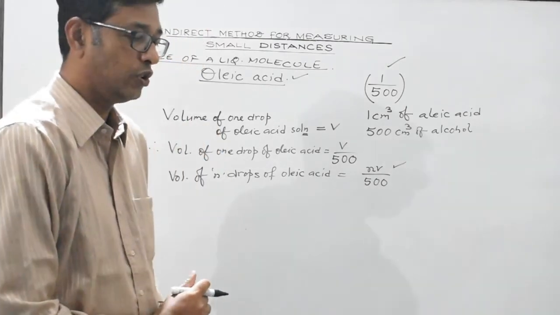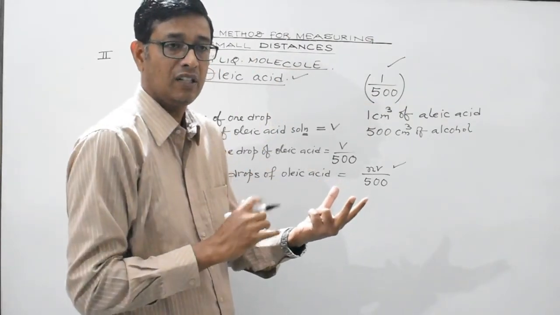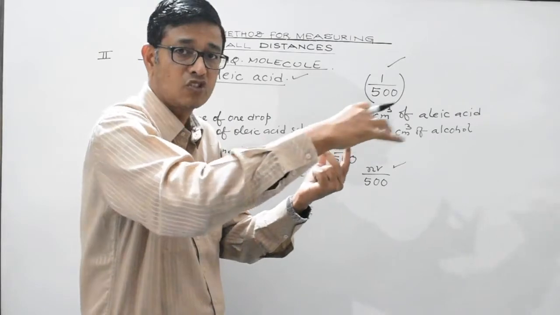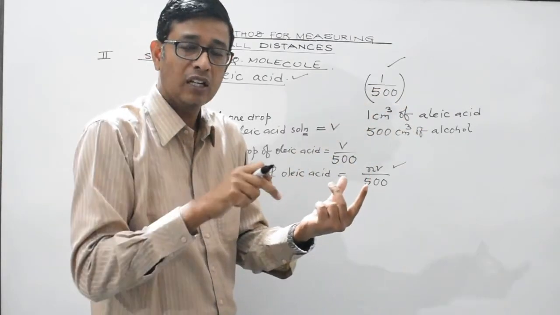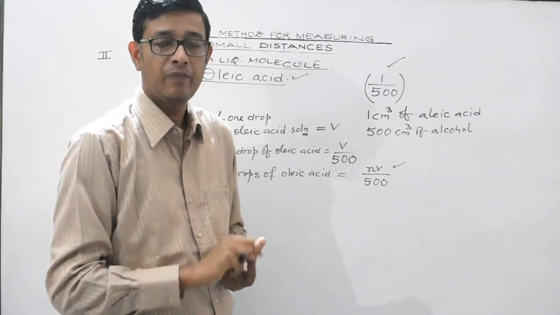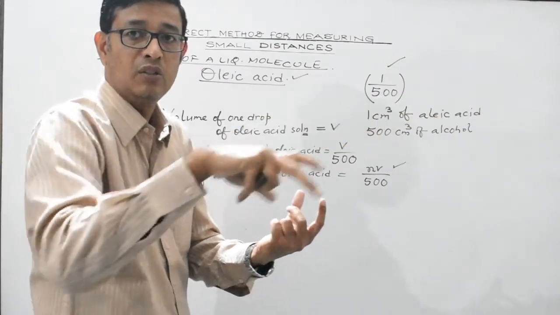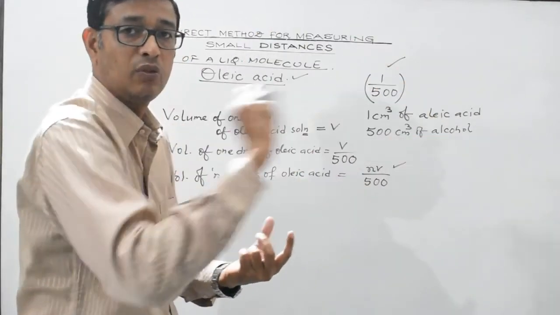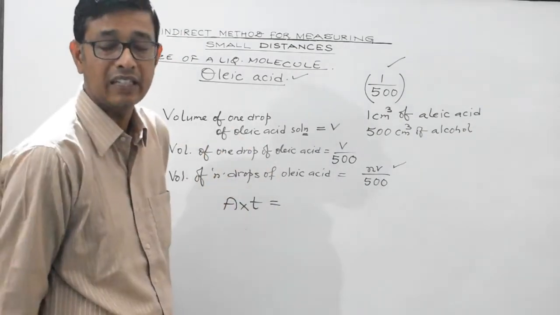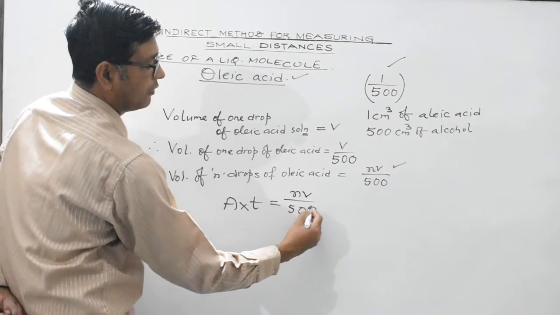Now what to do is, as I told you, once the alcohol gets evaporated, we will be left only with oleic acid, and its film will be formed, which is very, very thin. And extreme care should be taken that the film should be stressed, right? The area of that oleic film can be determined by using tracing paper and a graph paper. Suppose that area is found to be A, and the thickness is T. Then the volume of the oleic acid poured over the water surface will be given by A multiplied by T, cross-section area multiplied by thickness. And it will be equal to NV divided by 500.